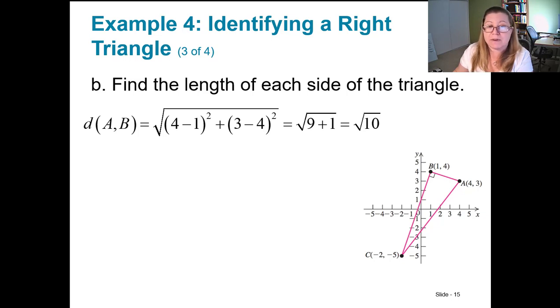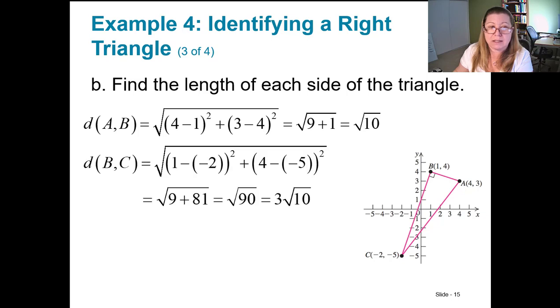Doing the same thing from B to C, we'll get 1 minus negative 2 all squared, 4 minus negative 5 all squared. We get 9 plus 81, and that's 90. So we get the square root of 90. In other words, 3 square roots of 10.